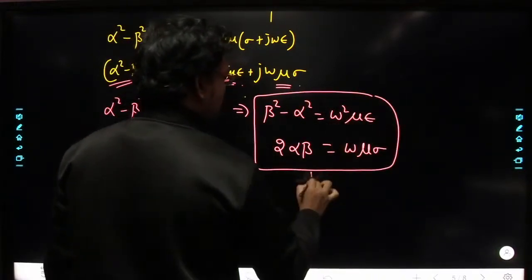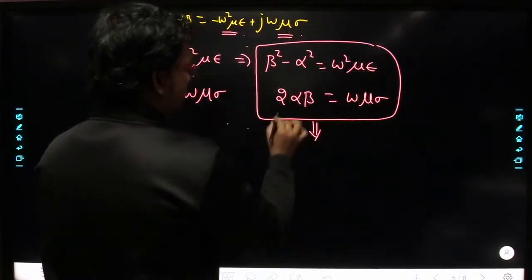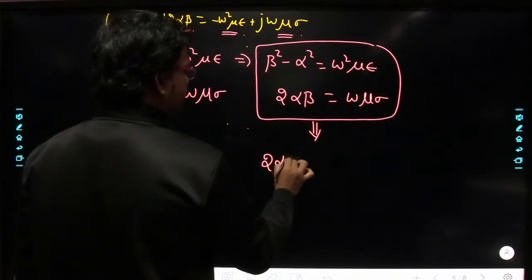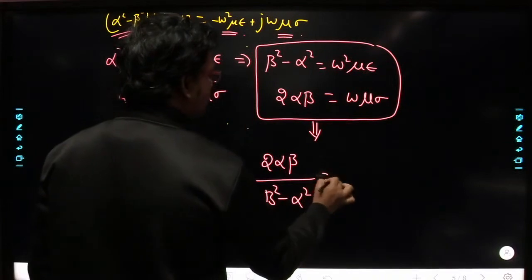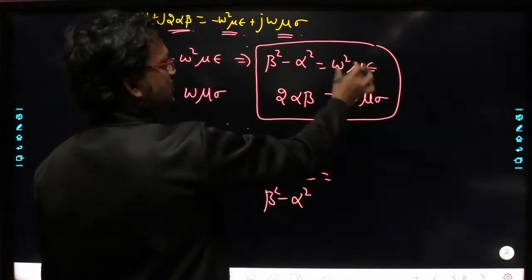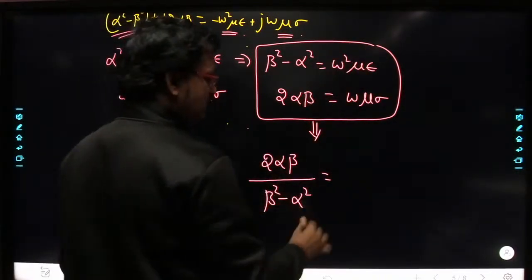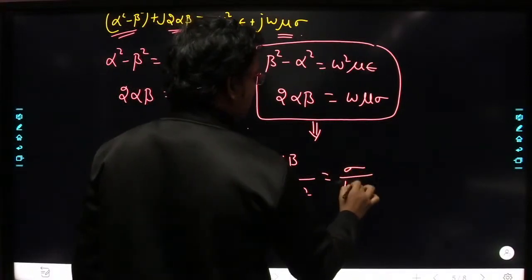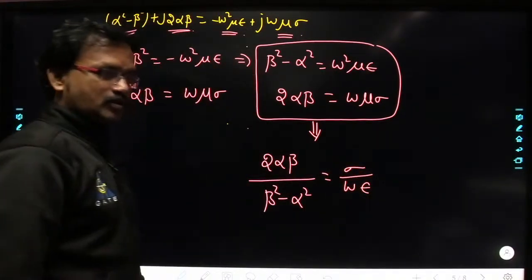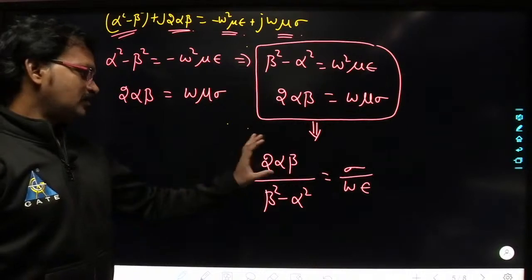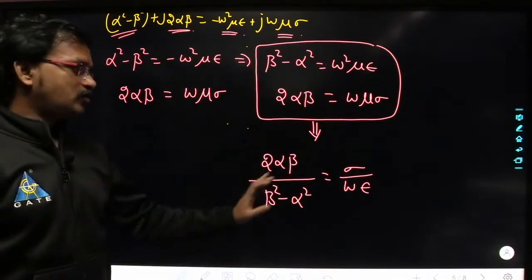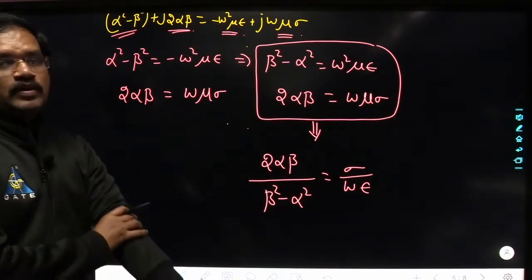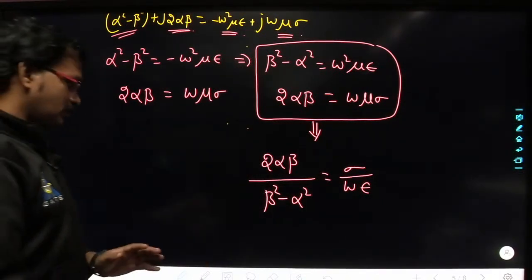So from this, if you take 2 alpha beta divided by beta square minus alpha square, what are you going to get? Omega mu sigma divided by omega square mu epsilon. You are going to get sigma by omega epsilon, right? So I also told you to remember this formula. If you know alpha and beta values, then you can determine the sigma by omega epsilon ratio.